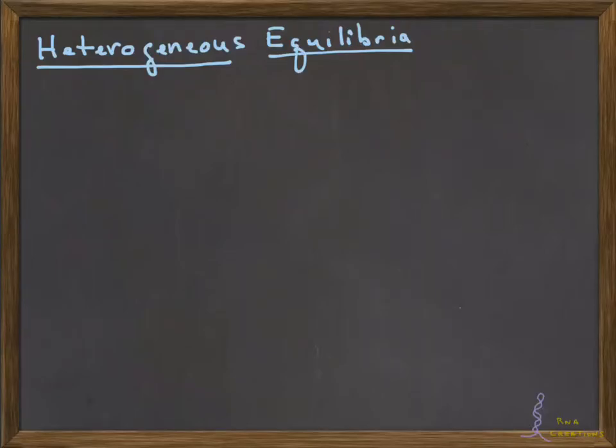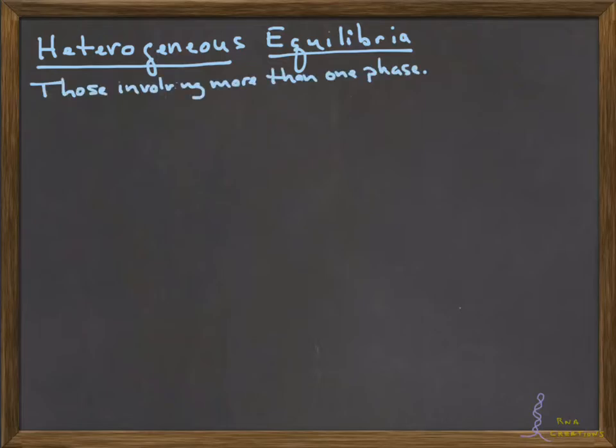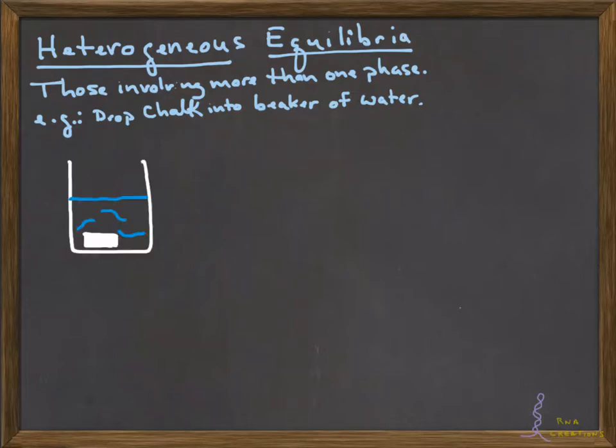I'd like to talk about heterogeneous equilibria. These are equilibria involving more than one phase. For example, a solid with a liquid, solid with a gas, or a liquid with a gas. I'm going to give you an example of dropping a piece of chalk, or calcium carbonate, into a beaker of water. And when we do that, we can ask the question, what happened?